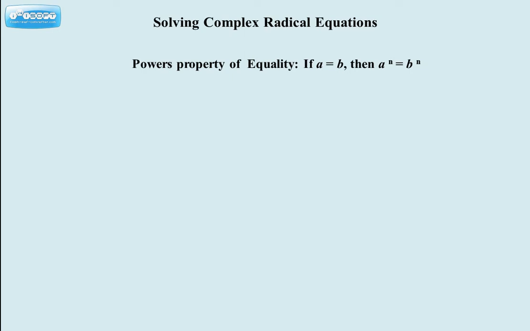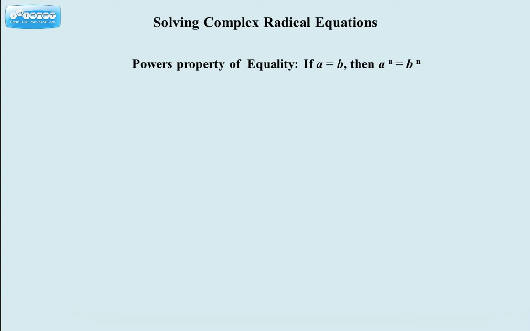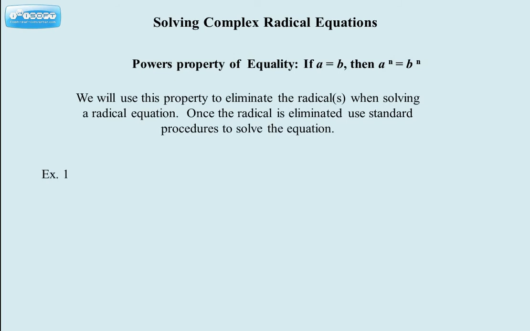The Powers property of equality states if A equals B, then we can raise both sides of the equality to the same power and the equality is maintained. Let's look at our first example.